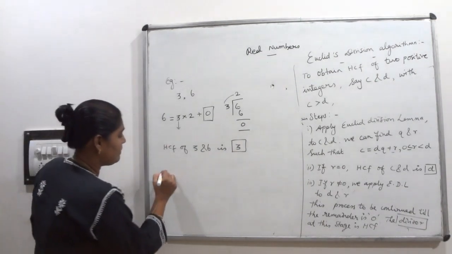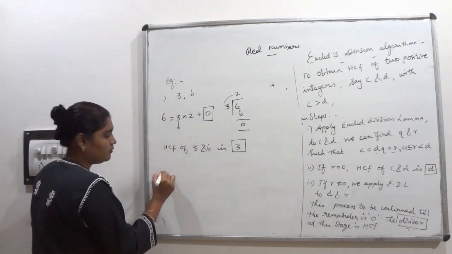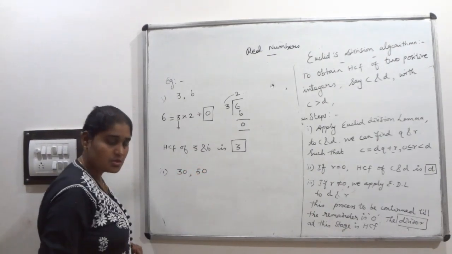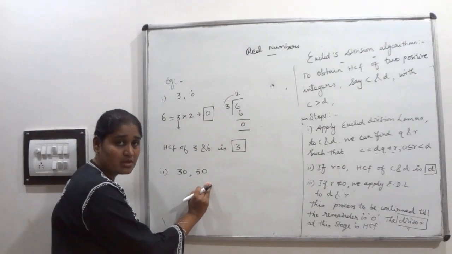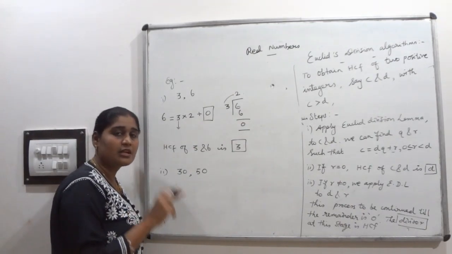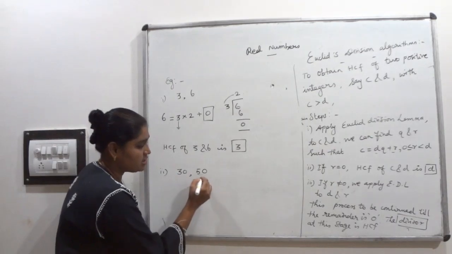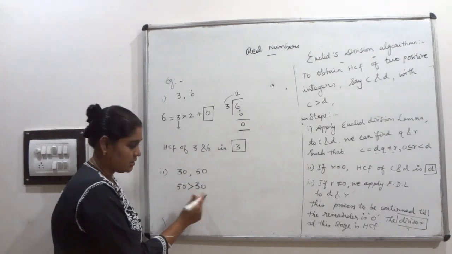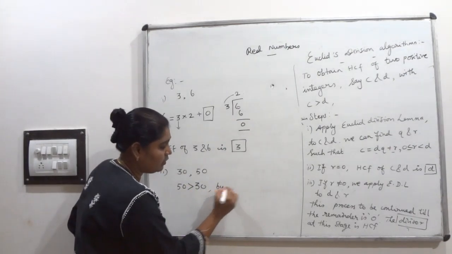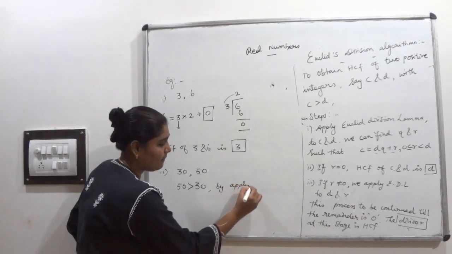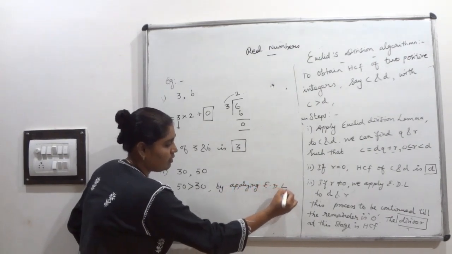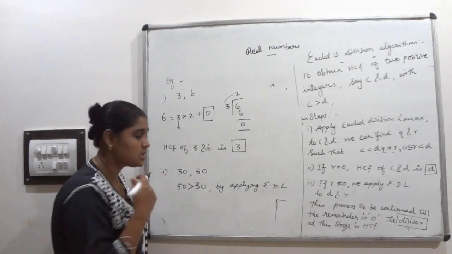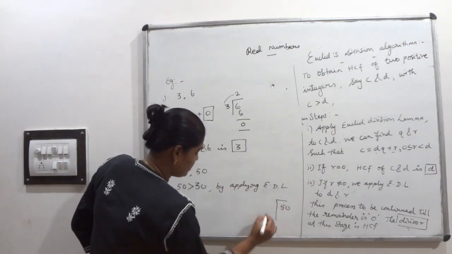Look here, one more example. Suppose I am taking two numbers, 30 and 50. I have to write these numbers in the form of a = bq + r, that is Euclid's division lemma. The bigger one you take first as the dividend, and the smaller number is the divisor. So I am dividing 50 by 30.